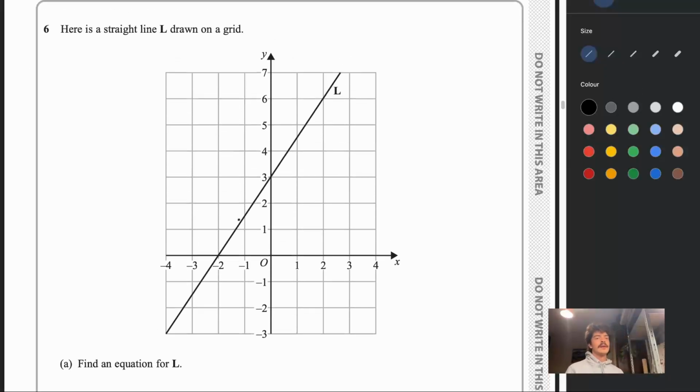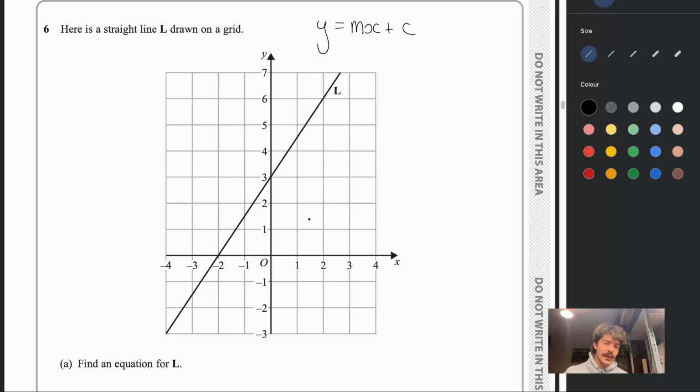Excellent. Okay. Question 6. We're given a straight line graph. Usually quite nice. Our formula here that I would definitely recommend is going to be y equals mx plus c, where y and x are just the coordinates that are being passed in, and m is our gradient and the c is our y-intercept.